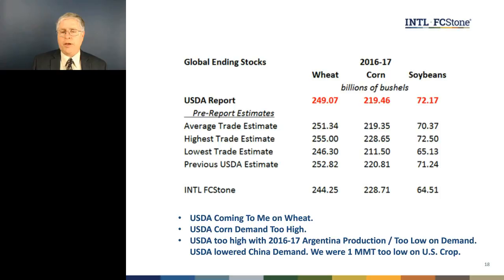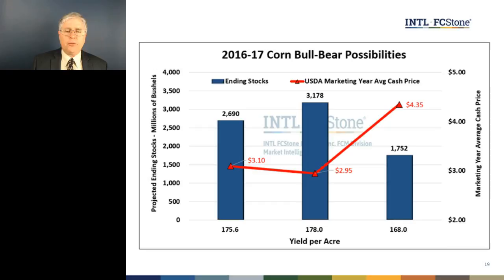Now, in the left-hand column, once again, I used our survey-based yield, the 175.6, which is above USDA's 174.4. Based on our demand estimates, that would put ending stocks at about 2.7 billion bushels, with a marketing year average cash price of $3.10 per bushel.